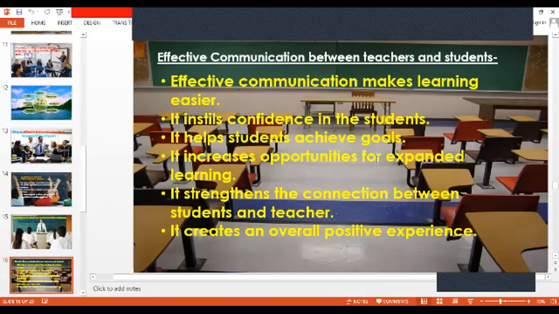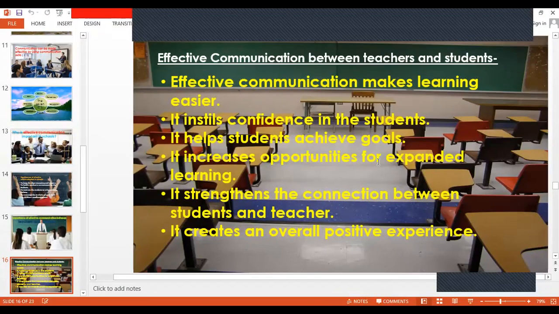It instills confidence in the students. Yes, the level of confidence will grow, and the students will understand. It helps students achieve goals. As you can take examples, as we teachers teach the students, if we ask the same topic to those students after 1 or 2 months, then perhaps they forget the topics and can't answer. So if they understand it, then it will stay with them for their whole life.